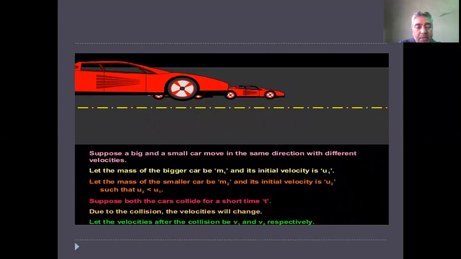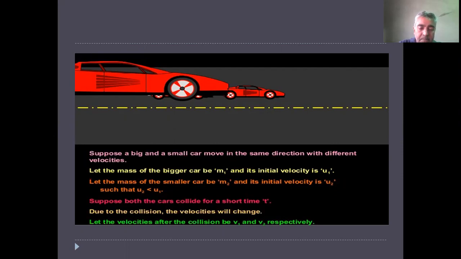Suppose a big and a small car move in the same direction with different velocity. Let the mass of the bigger car be m1 and its initial velocity be u1. The mass of the smaller car is m2 and its initial velocity is u2, such that u2 is less than u1.